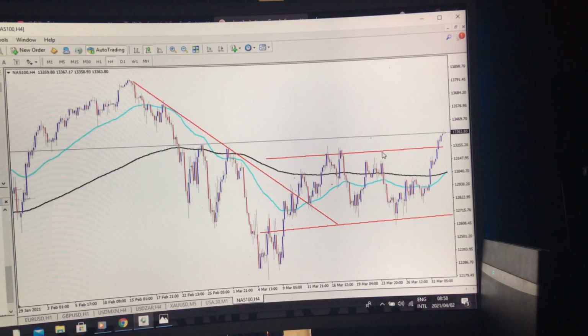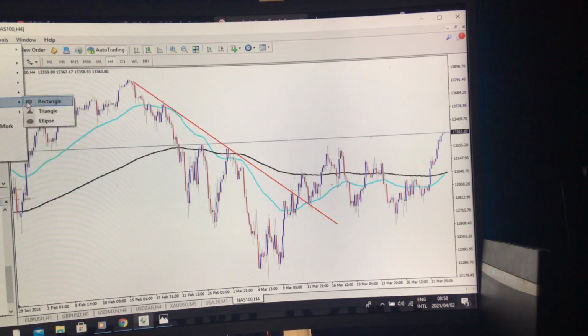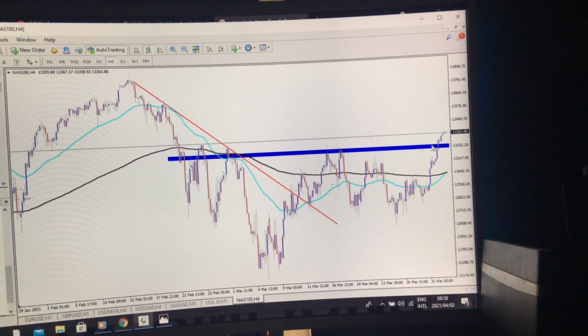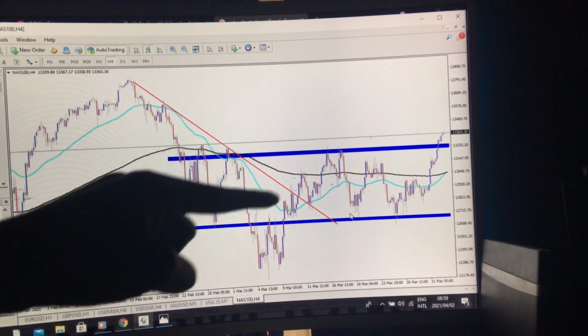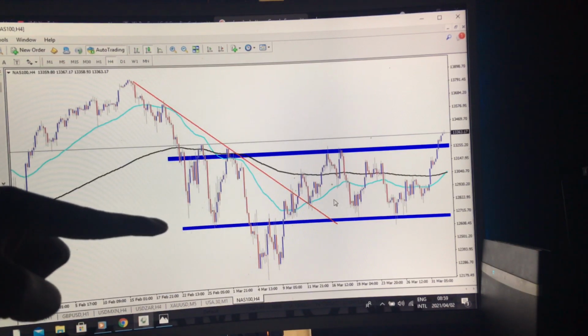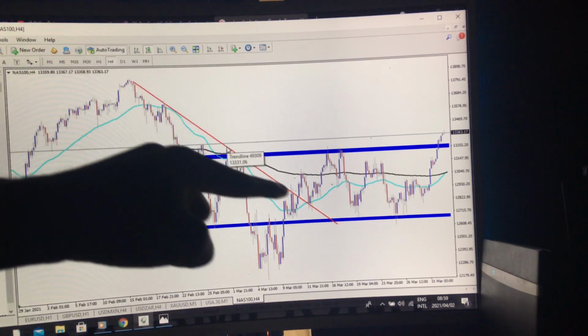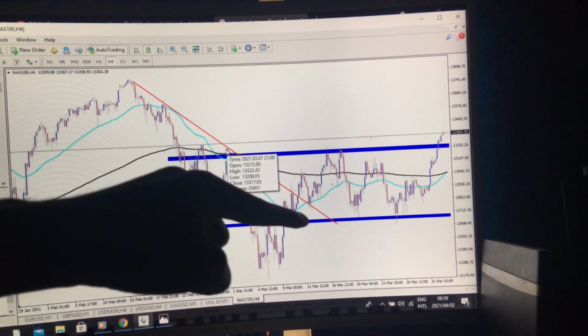Now let's remove this and put markers. We'll put our markers there to show that it was a consolidation. A consolidation is when the market has no clear direction. It's moving sideways. As you can see, there was a lot of consolidation there. Previously, there was this huge drop to show that it was a downtrend, right?